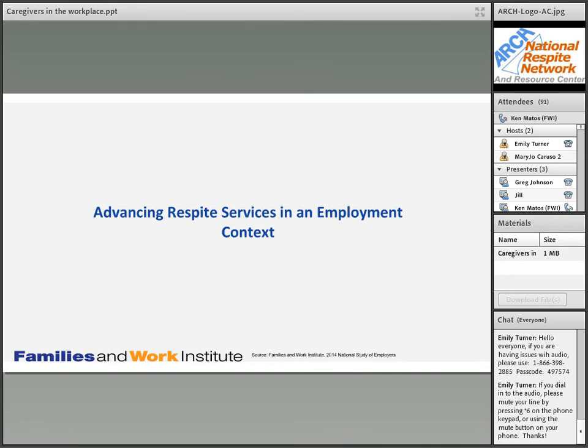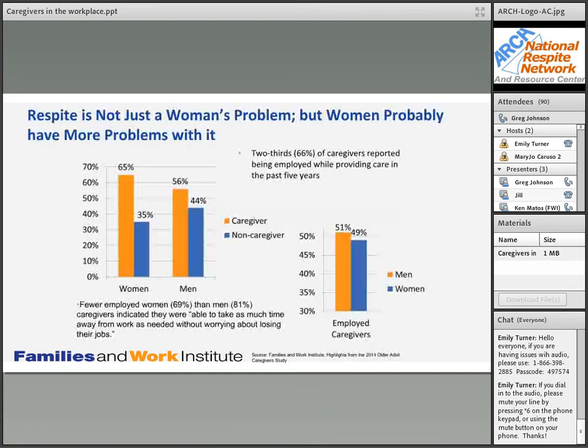So our next piece of information will come from our study of older caregivers, or caregivers of older adults is a better way of framing it, looking at their thoughts about how you make the two things go together. One of the really interesting findings that we had in the study was that respite is not just a woman's problem, but women probably have more problems with it.